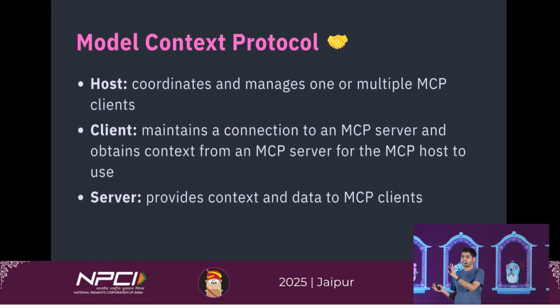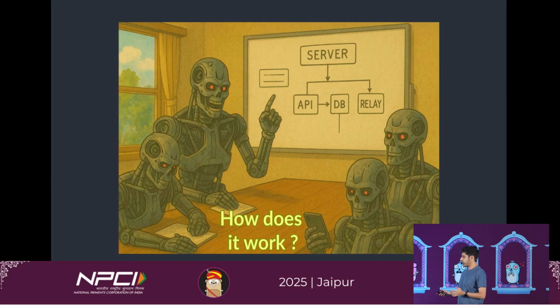So MCP has three things. One is host, client, and server. We'll discuss all of these in detail, but in short, host has multiple clients. Clients, as you know, call the server. Server does some stuff, and then they return data to the client. How do they all work together?